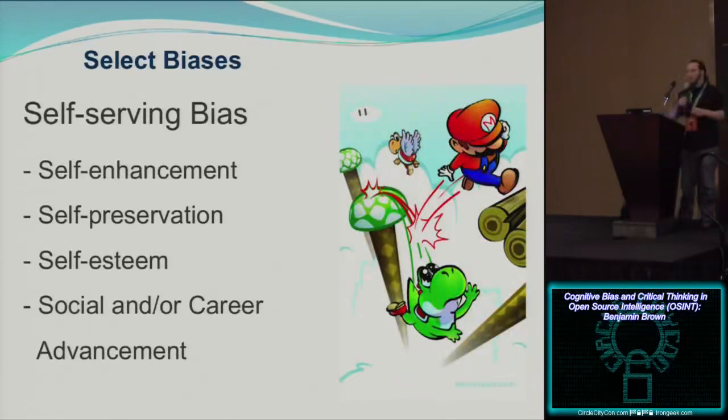Now, the self-serving bias makes a lot of sense. We are social creatures. We live in a socially hierarchical society. So it's ingrained in us to really have a sense of social or career advancement, self-preservation, really deal with self-esteem in the view of the other social creatures that we engage with. So this is the bias that triggers actions based on things like self-enhancement, self-preservation, how you look in society.